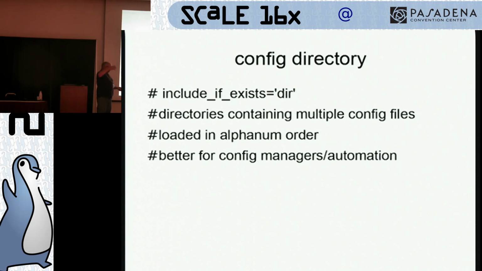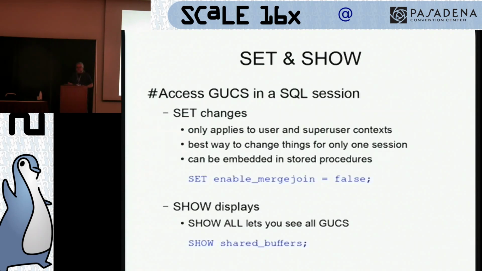Now, these files get loaded in alphanumeric ASCII order within that directory, so do keep that in mind if you're going to have files that deliberately clobber each other's configuration settings, that you still need to do last in wins. But it really is, if you're going to be managing your Postgres configuration using Puppet or Chef or Ansible or whatever, try using the configuration directory with the separate files. It will actually make your life easier.